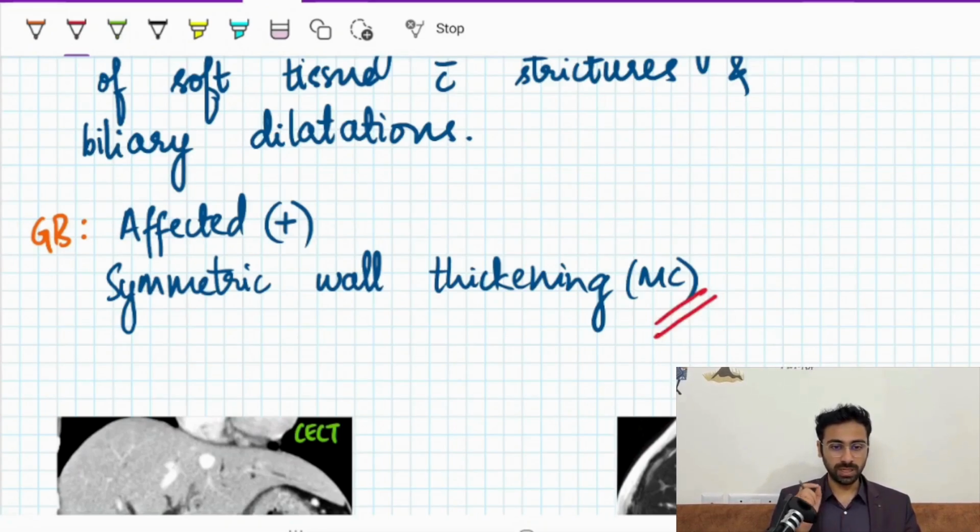So you need to take this with a pinch of salt: if you see autoimmune pancreatitis, whereas in the same scan you see that the gallbladder shows asymmetric wall thickening, take it with a pinch of salt. Do not directly label it as carcinoma gallbladder. It can very well be a manifestation of IgG4 related sclerosing cholangitis.